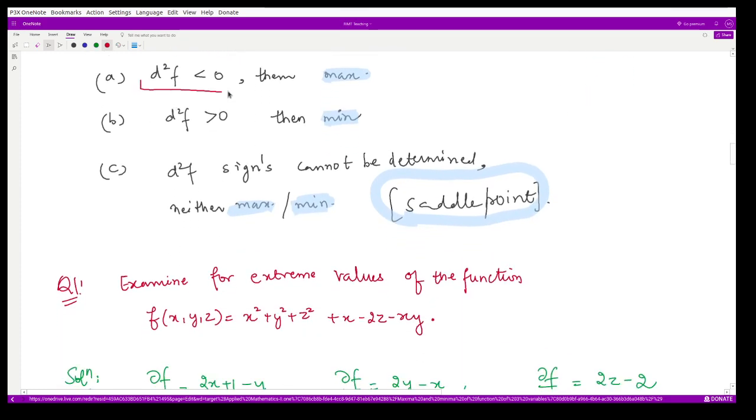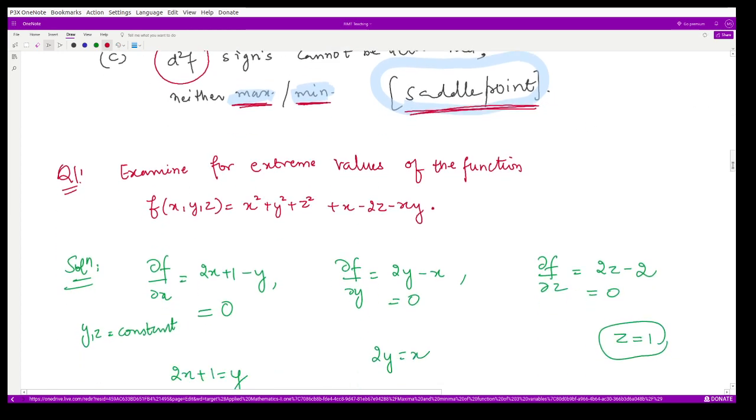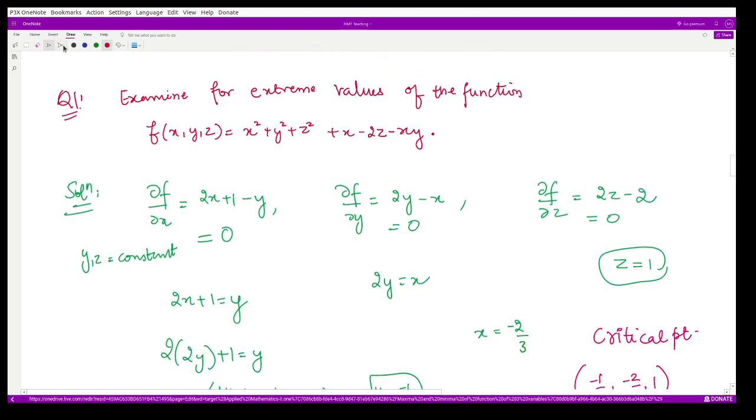If this expression is negative, then we have a maximum value. If this is positive, then we have a minimum value. And if the sign of this expression cannot be determined, then we have neither maximum nor minimum, and in that case we have a saddle point. So let us first discuss some examples.